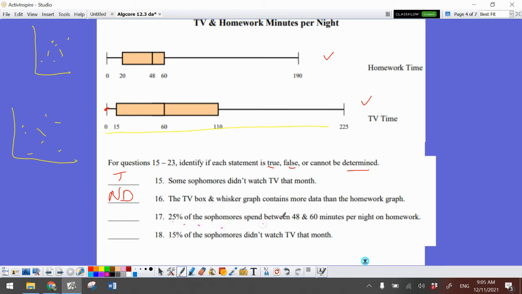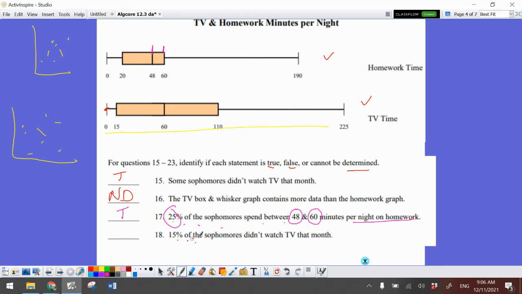25% of the sophomores spend between 48 and 60 minutes per night on homework. Okay, so we're looking at homework. We're looking from 48 to 60. So from here to here. Well, that is one section of the box plot, and we know that that is 25%. So that would be true.